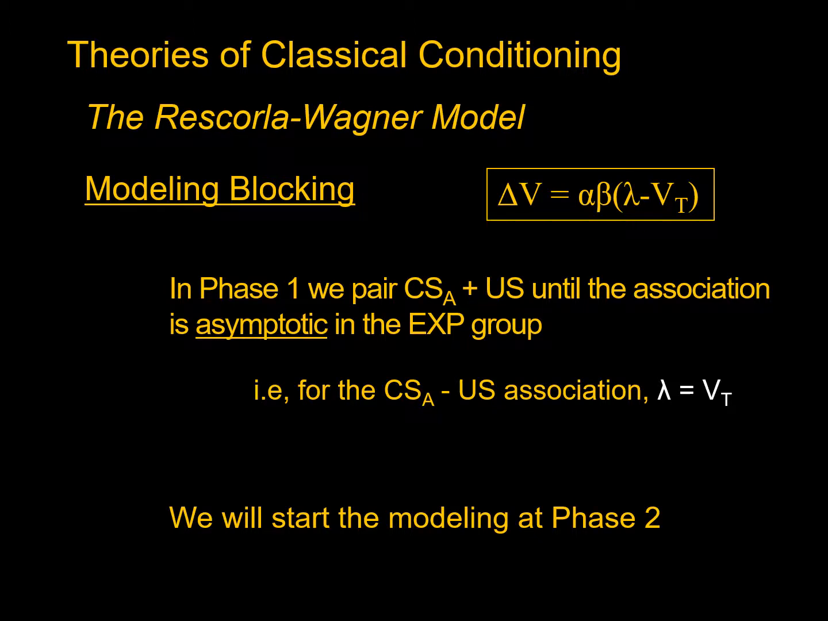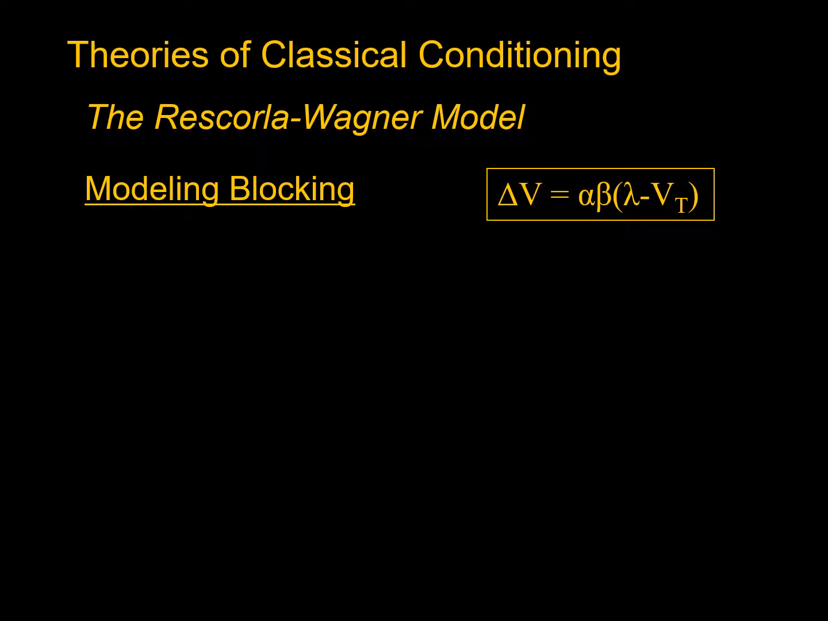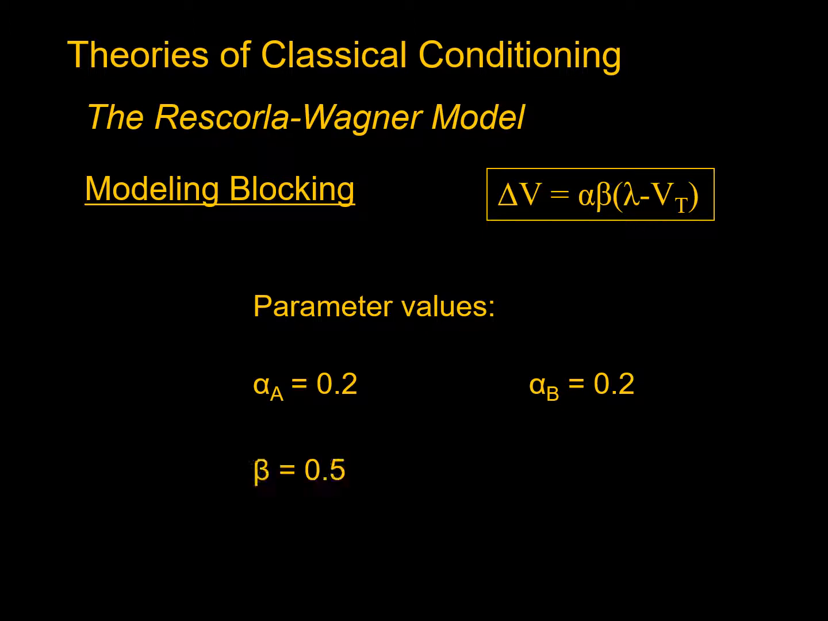There's no a priori reason why I have to pick certain values here as long as I'm working within the limits. So I'm going to just decide to keep things as simple as I can here. I'm going to say that CSA and CSB are equally salient. So the light and the tone are equal in terms of salience. And the shock, well, I'm just going to assign that a beta value of 0.5 and use alpha values of 0.2 for both of my CS's.